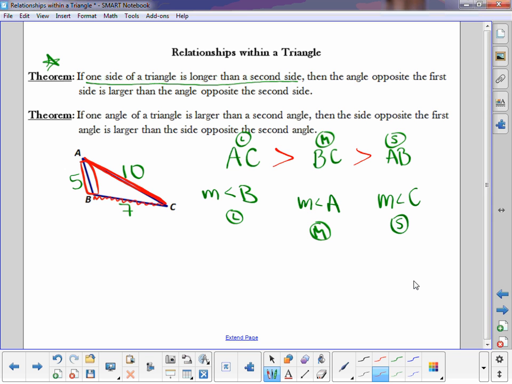So again, if this is my largest side, the angle opposite is my largest angle. If this is my medium side, the angle opposite is my medium angle. And likewise, if this is my smallest side, the angle opposite is my smallest angle. Again, we don't know the actual measures of the angles, but I do know the order of them.